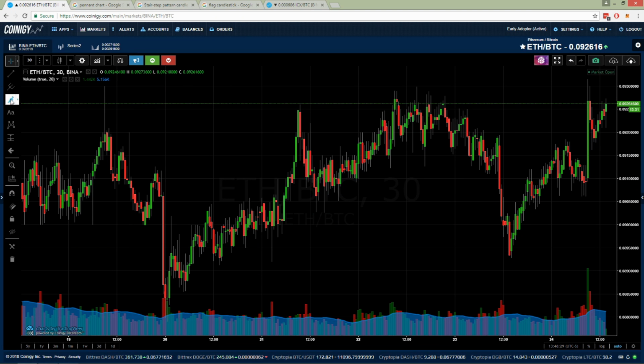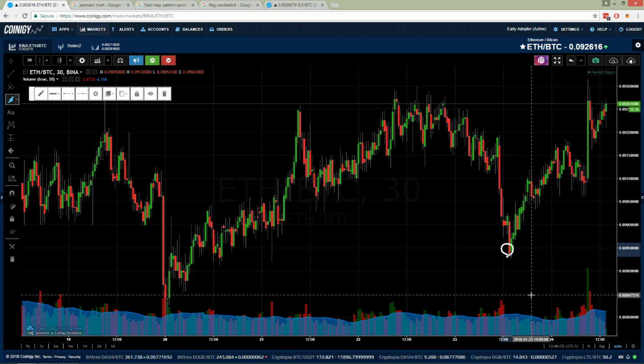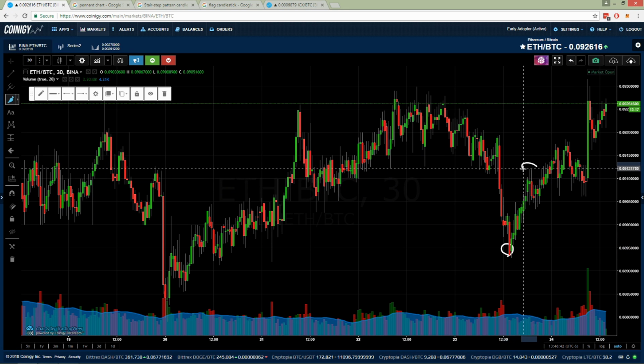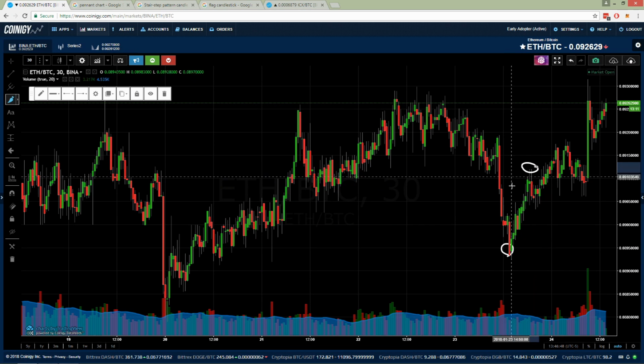Maybe you bought in down here, let's say you followed this down, you did your research right, and you bought in way down here, and you're trying to follow this up and you're trying to decide where the top is. Obviously this wasn't the top, so why wasn't that the top? Why didn't it go down from here? Why did it continue?